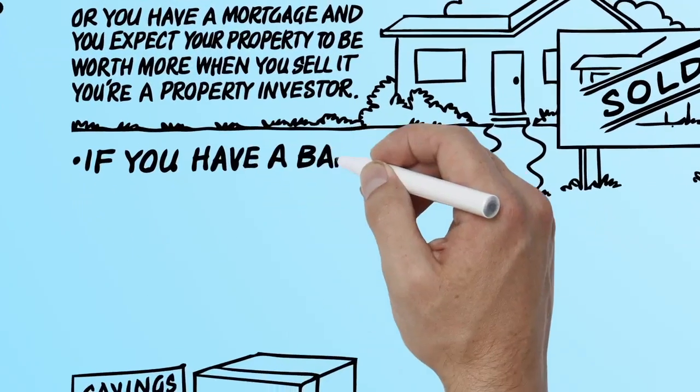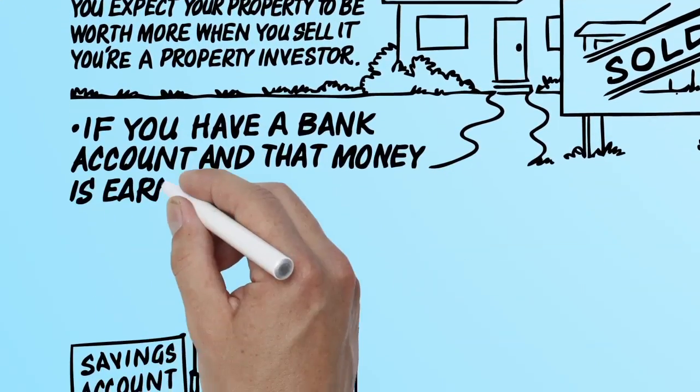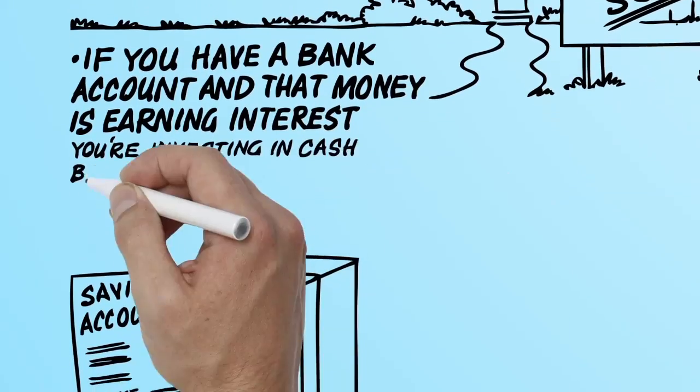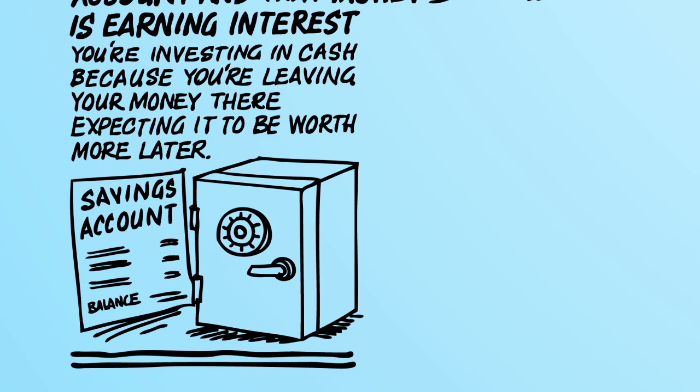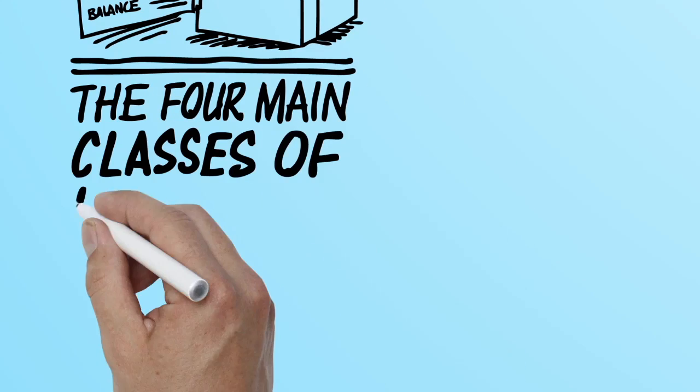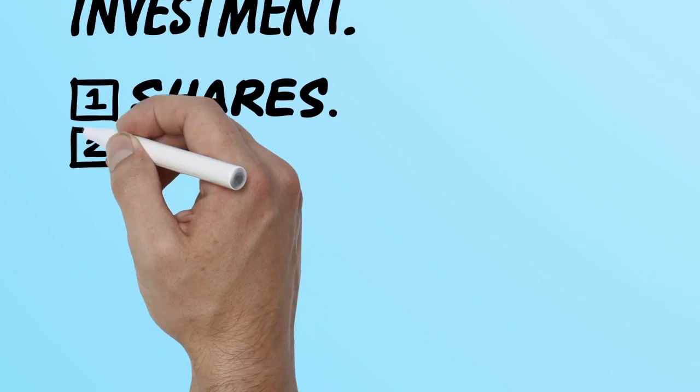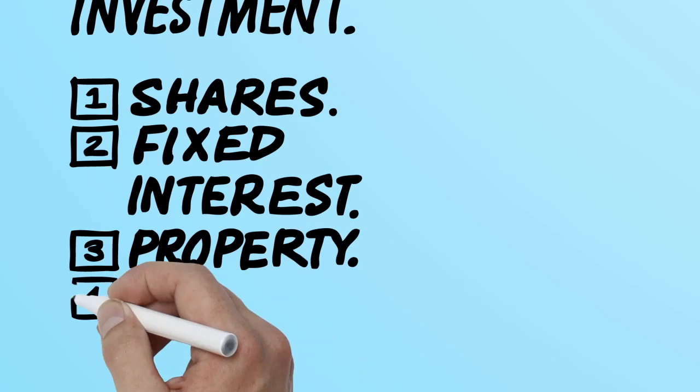In fact, if you just have a bank account and that money is earning interest, then you are investing in cash because you are leaving your money there expecting it to be worth more later. And those are four main classes of investment: shares, fixed interest, property, and cash.